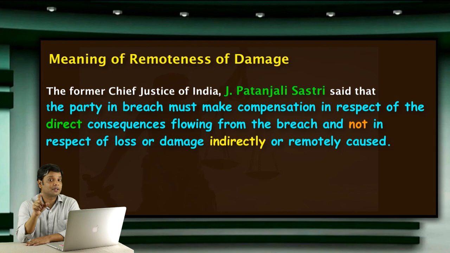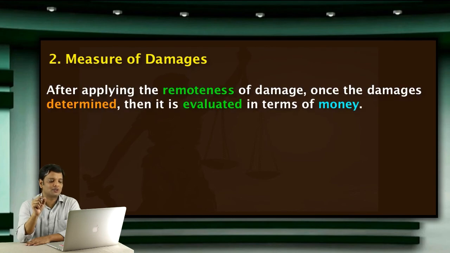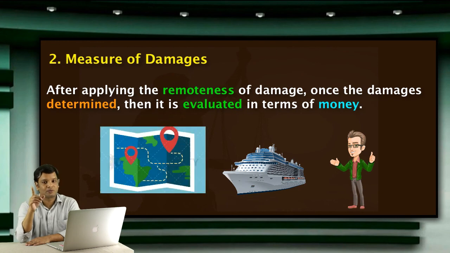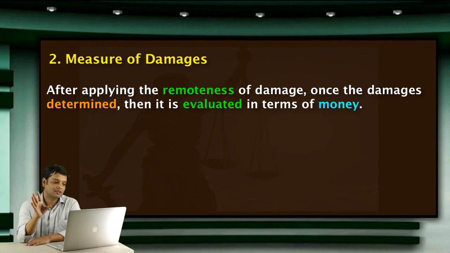So now the second principle that we have, remember, is measure of damages. Now it is fixed that these are the direct damages, so now we measure how much. After applying the remoteness of damage, once the damage is determined, then it is evaluated in terms of money. As we have seen in the case of that ship that was supposed to be carrying B from Kolkata to Sydney, we have seen there how we calculated. Okay, so that is measure of damages.